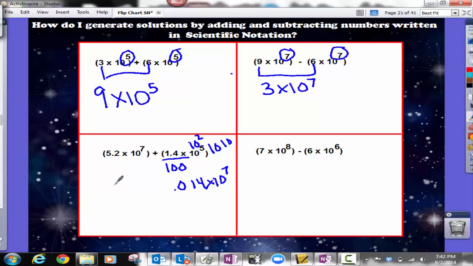So now I'll come back over here and I can say now 5.2 times 10 to the 7th plus 0.014 times 10 to the 7th. Now my exponents match. So now all I have to do is say 5.2 plus 0.014, and I'm going to get 5.214, and then I've made the exponents the same, so times 10 to the 7th. Remember, when I'm adding, same exponent, it just stays the same.